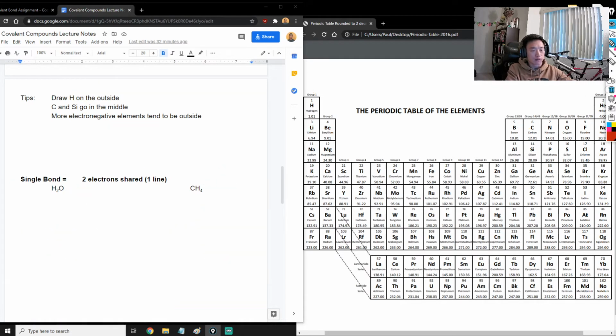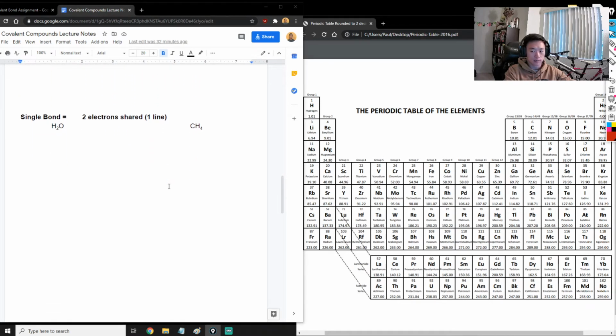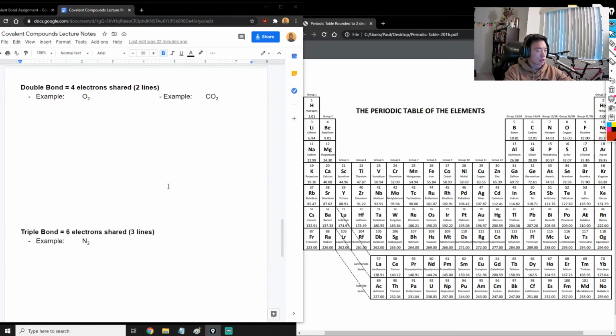Okay, so if there's a single bond, that means there's also something called a double bond, and there's also going to be something called a triple bond. Now, this seems really intimidating, but it's basically the same thing as earlier. We said that when we have a single bond, we have 2 electrons that are shared, and it's one line. So if it's 2 electrons for one line for a single, a double is 4 electrons for 2 lines, a triple is 6 electrons with 3 lines. And we'll do a couple examples.